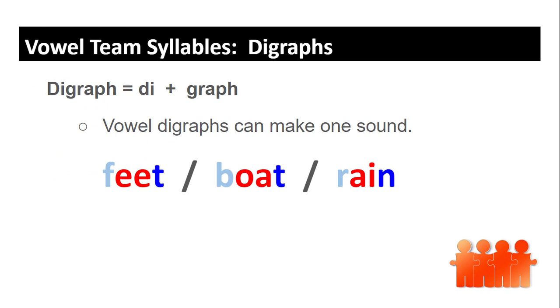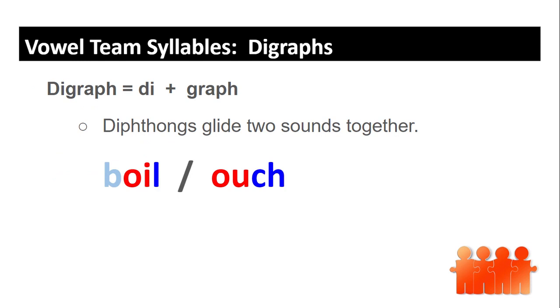In written words, if the team consists of 2 written letters, we call that a vowel digraph. Some of the digraphs make one sound, like the EE in feet, or the OA in boat, or the AI in rain. Other digraphs are also written with 2 letters, but some of them actually are produced when one sound glides into another, as the OI in boil or the OU in ouch.